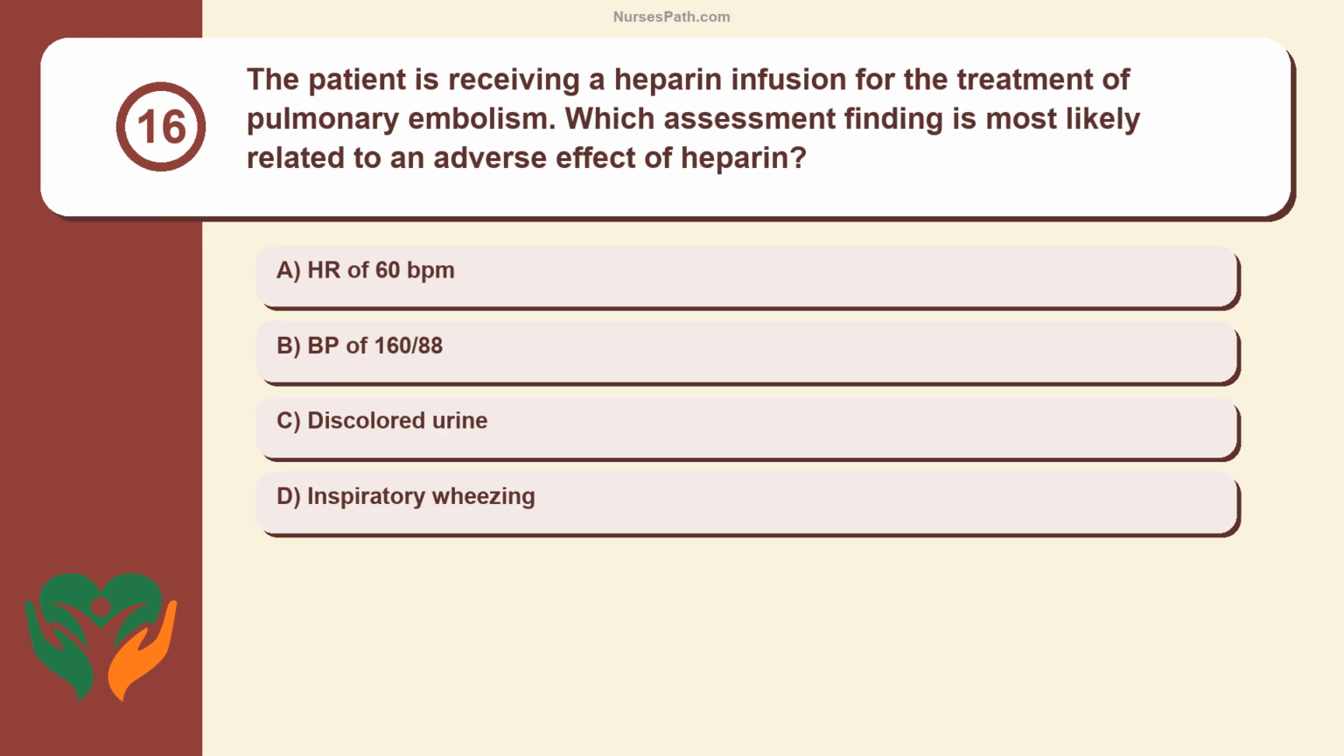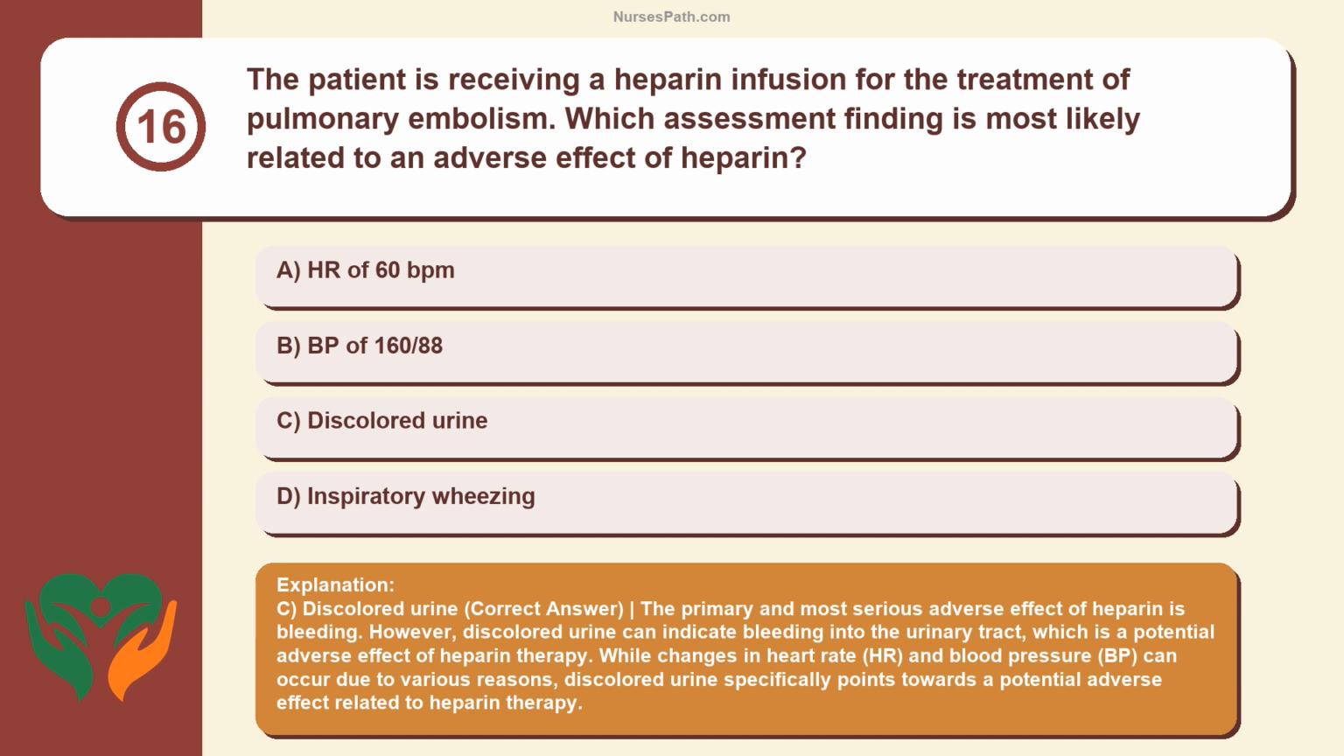Question 16. The patient is receiving a heparin infusion for the treatment of pulmonary embolism. Which assessment finding is most likely related to an adverse effect of heparin? A. HR of 60 BPM, BP of 160/88. B. Discolored urine. C. Inspiratory wheezing. C. Discolored urine. Correct answer.